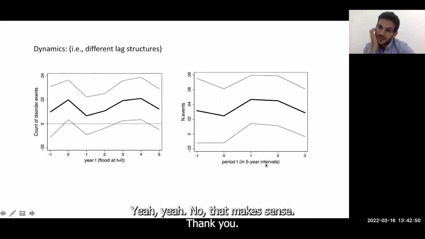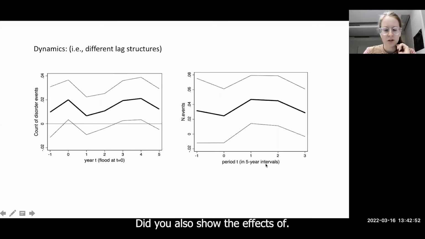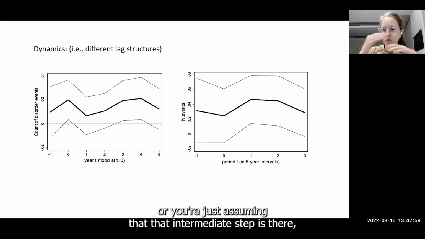Yeah, no, that makes sense. Thank you. Did you also show the effects of the flooding on the population itself, or are you just assuming that that intermediate step is there?